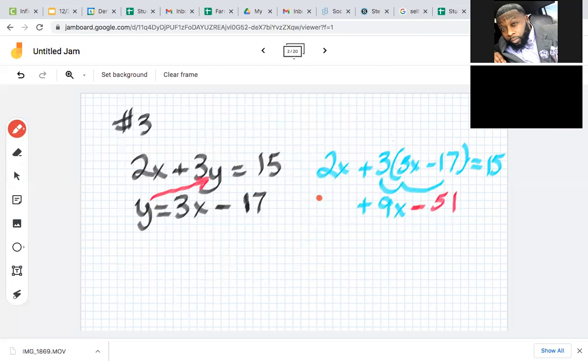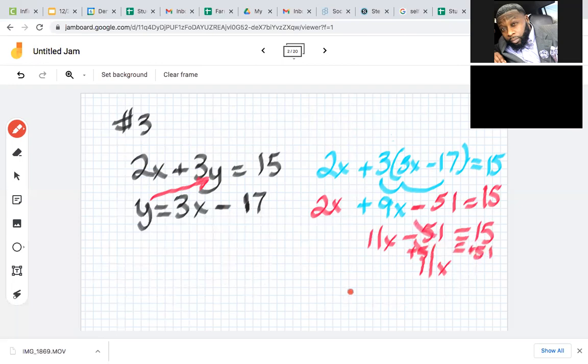And what are you going to do with your 2x? It's just there. Bring it down. Good job, Gus. All right, we're getting somewhere. Now we add 2x plus 9x, and what do you get? 11x minus 51 equals 15. Now what? I guess you're going to add 51 to both sides. You want to get rid of the 51? Yeah. So what's 51 plus 15? 51 plus 15 is 66.